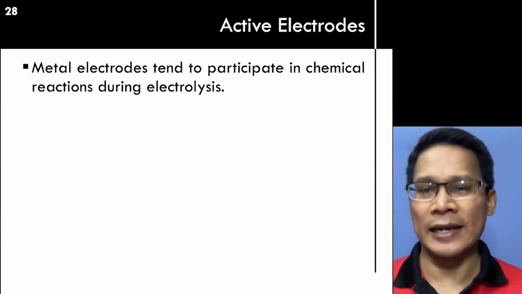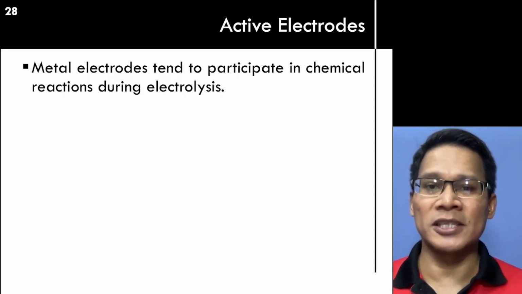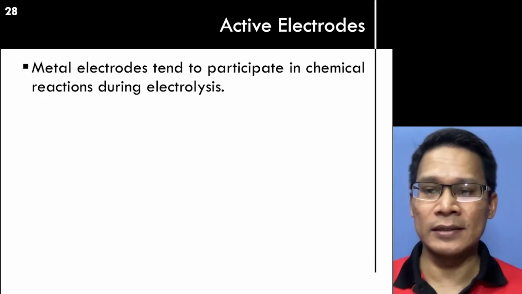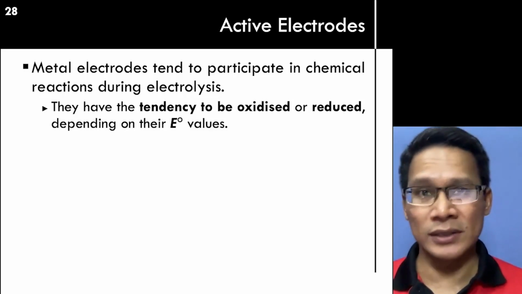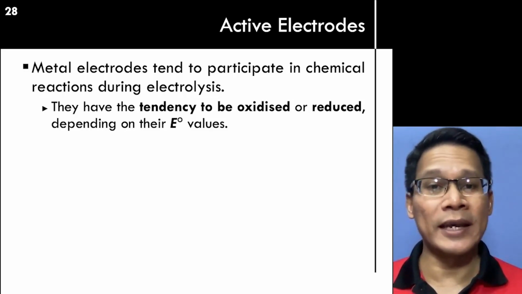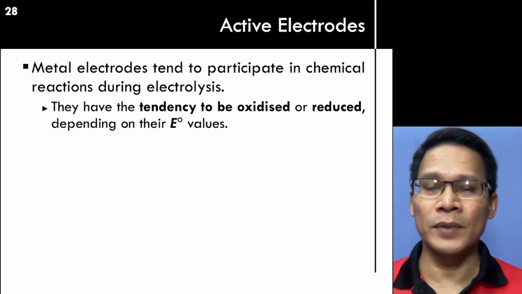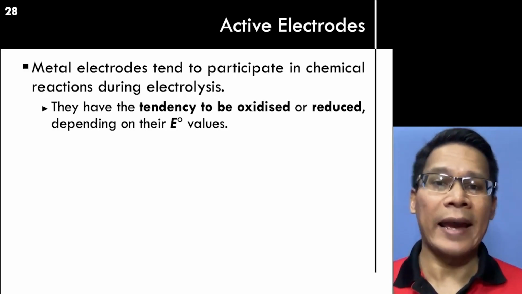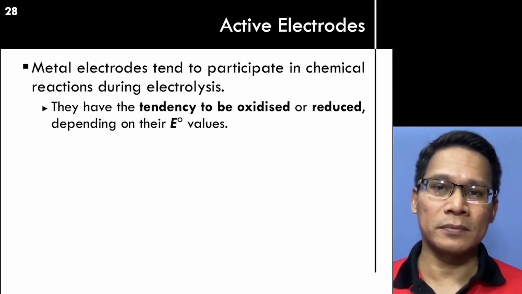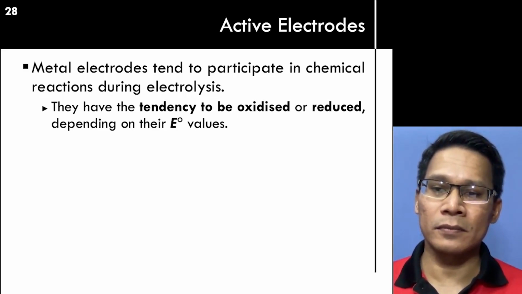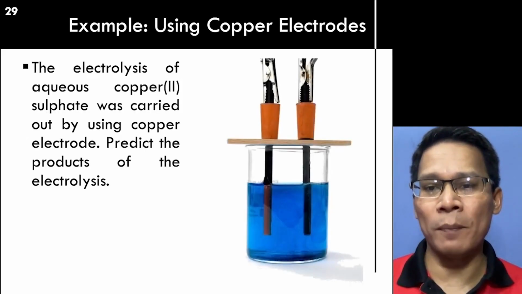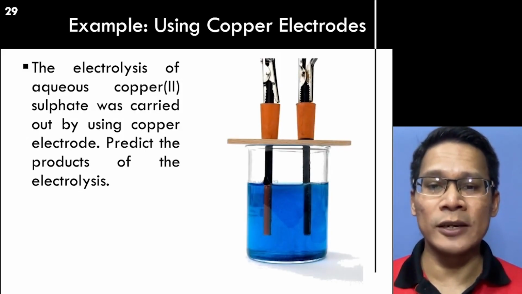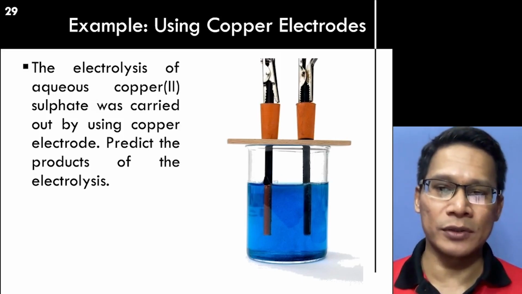What if a metal electrode is used instead? Noble metals such as platinum are inert. However, other metals tend to be reduced and oxidized, depending on their E0 values. These metals are active electrodes. Let us look at the electrolysis of copper sulfate solution using copper as electrodes.